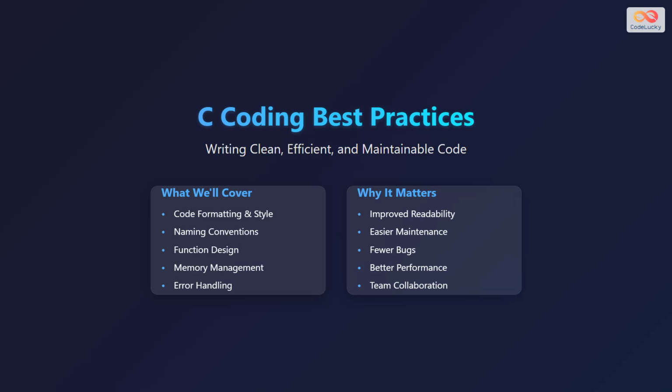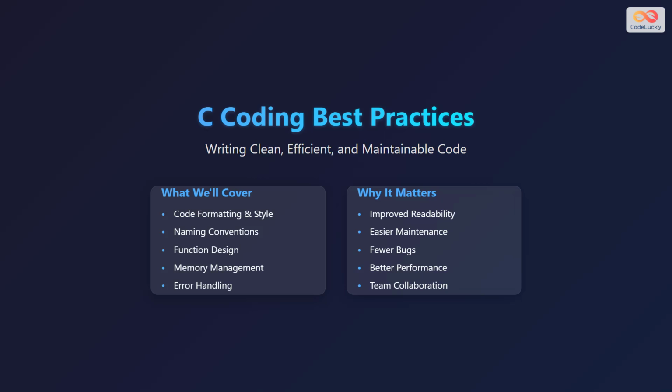First, code formatting and style, to ensure our code is visually consistent and easy to read. Second, naming conventions, discussing how to choose meaningful names for variables, functions, and other elements. Third, function design, including how to structure functions for clarity and reusability. Fourth, memory management, teaching how to avoid common pitfalls like memory leaks. Finally, error handling to make our code robust and reliable.